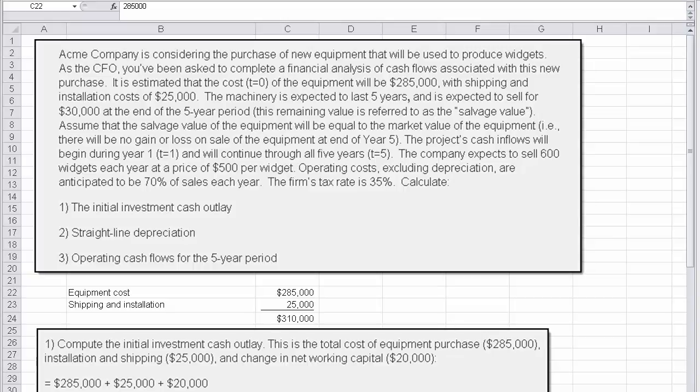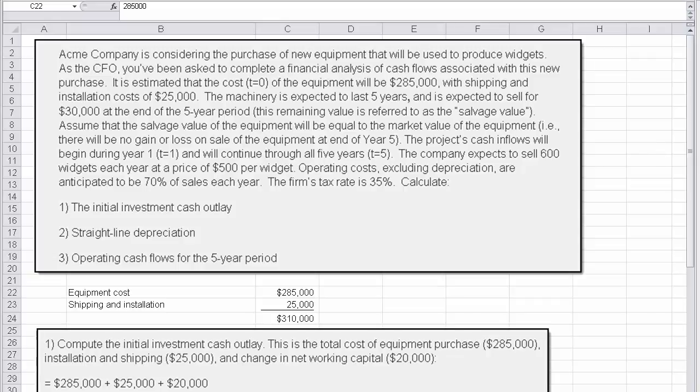Okay, let's tackle this operating cash flow problem. You see the problem in front of you. It says Acme Company is considering the purchase of new equipment that will be used to produce widgets. As the CFO, you've been asked to complete a financial analysis of cash flows associated with this new purchase. And I'm just reading right in front of you here.